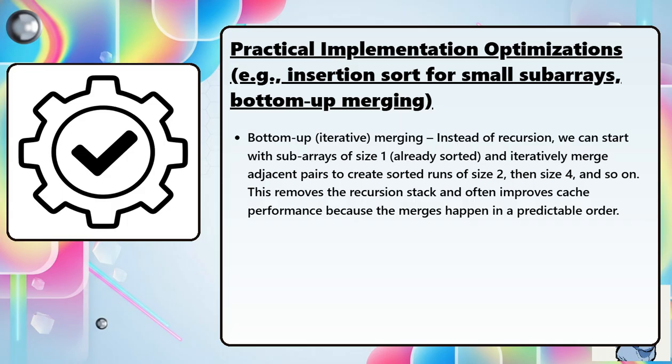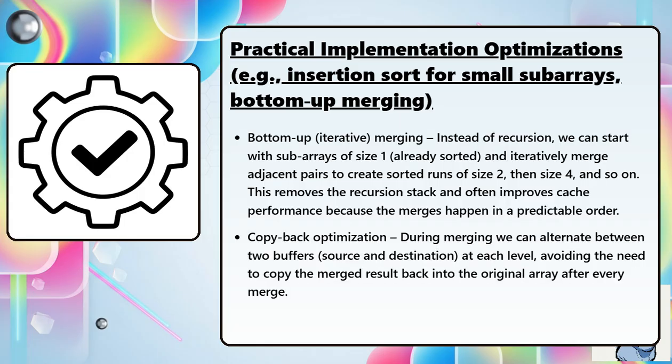Bottom-up iterative merging. Instead of recursion, we can start with subarrays of size 1, already sorted, and iteratively merge adjacent pairs to create sorted runs of size 2, then size 4, and so on. This removes the recursion stack and often improves cache performance because the merges happen in a predictable order.